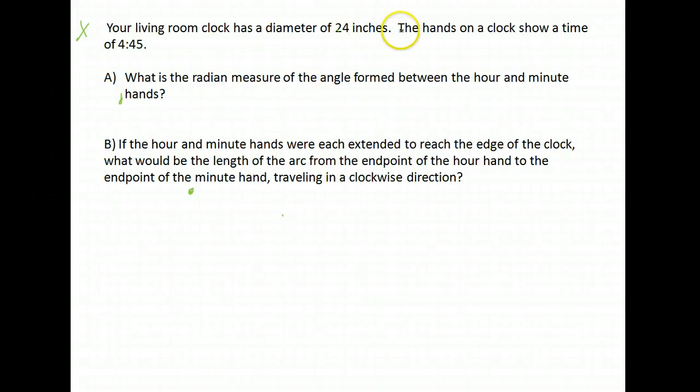The clock has a diameter of 24 inches. The hands on the clock show a time of 4:45. First question, what is the radian measure of the angle formed between the hour and minute hands?